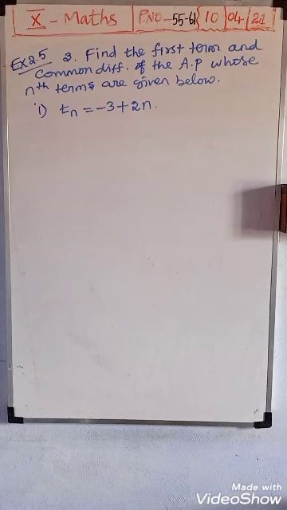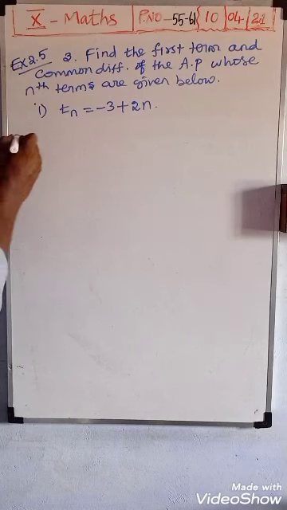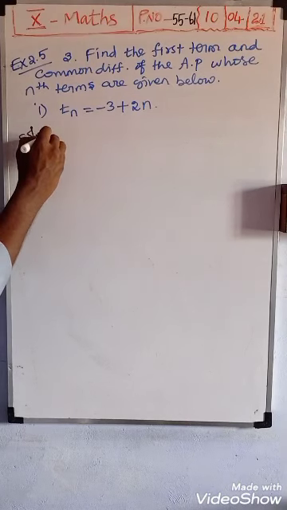In earlier classes we have discussed questions where A and D values are given and we want to find the AP. Here the nth term is given. Using this nth term, we want to find the first term and common difference. So see the solution for that.